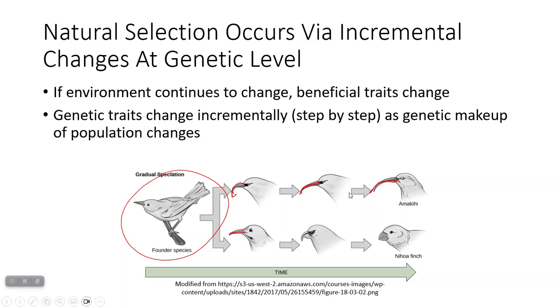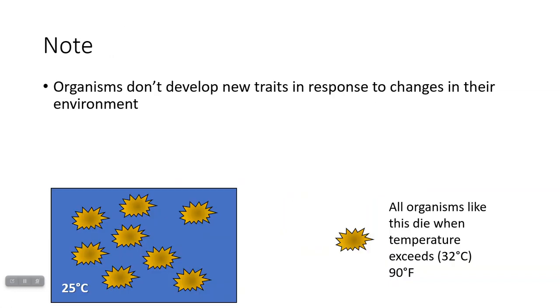Here you see another population where the beak ended up getting shorter. That was a survival advantage. And then the beak ended up getting even shorter until it was this much smaller beak. Now, these changes would have been gradual and built up step by step over time.